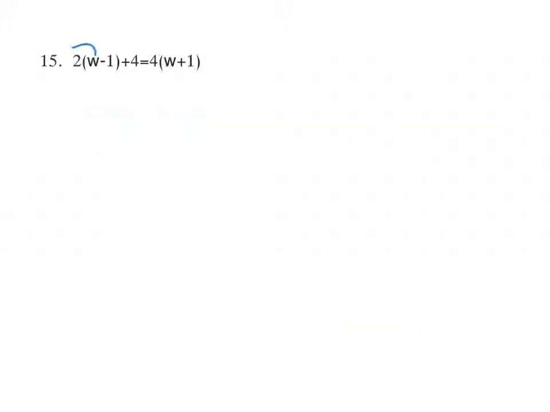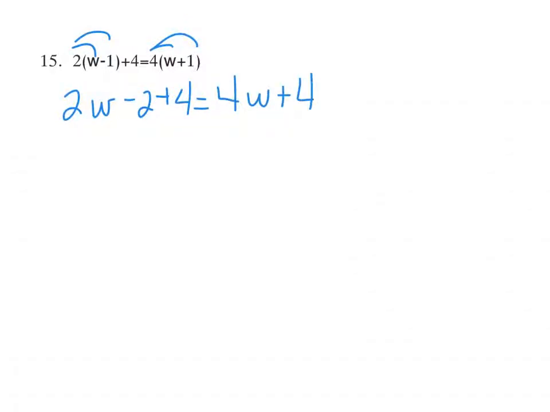This time I'm going to distribute the 2. So I've got 2w minus 2 plus 4 equals distribute the 4. 4w plus 4. Combine my like terms. I have w plus 2 equals 4w plus 4.